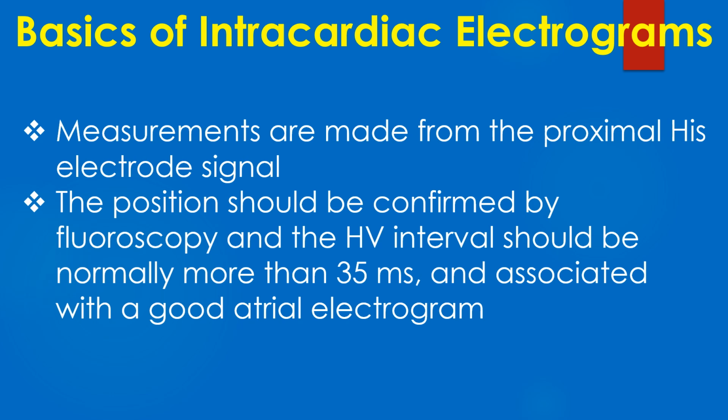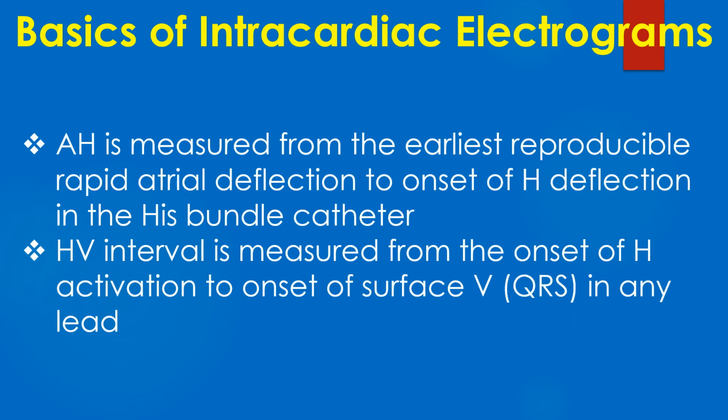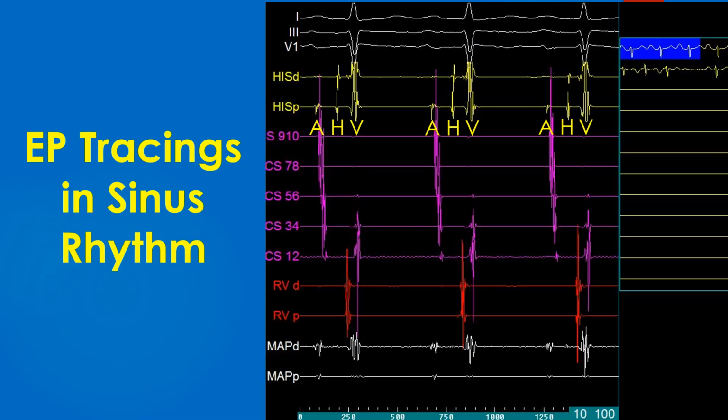The position should be confirmed by fluoroscopy, and the HV interval should normally be more than 35 milliseconds and associated with a good atrial electrogram. AH is measured from the earliest reproducible rapid atrial deflection to the onset of the H deflection in the His bundle catheter. HV interval is measured from the onset of H activation to the onset of surface V or QRS in any lead.